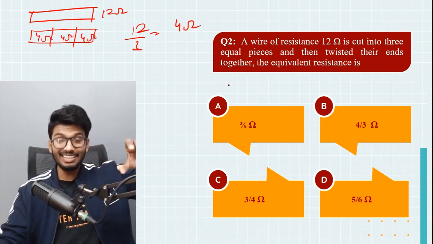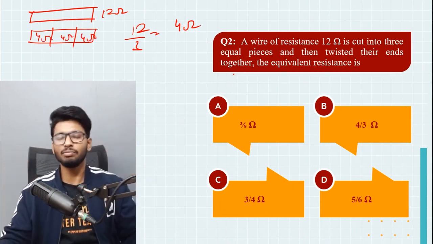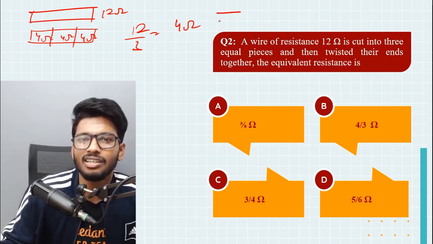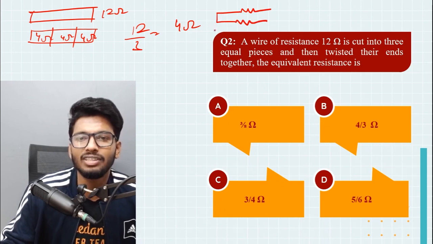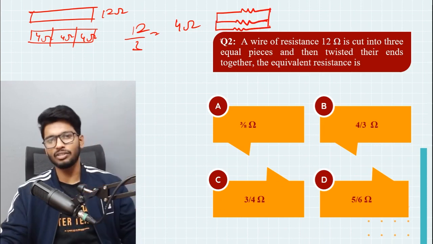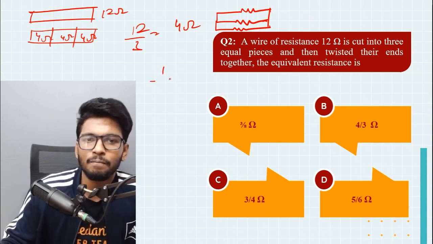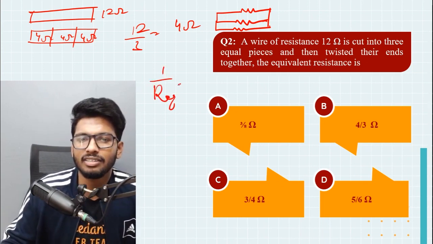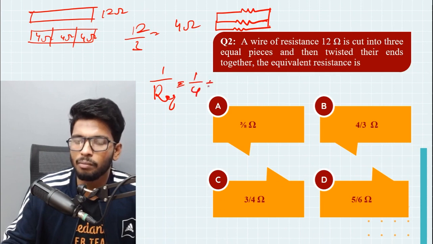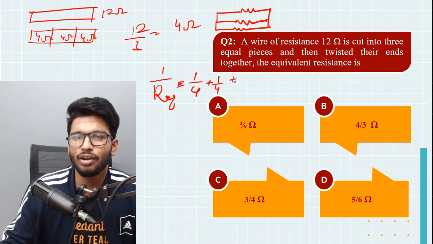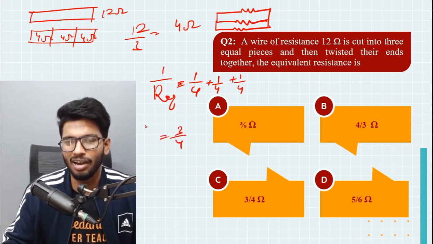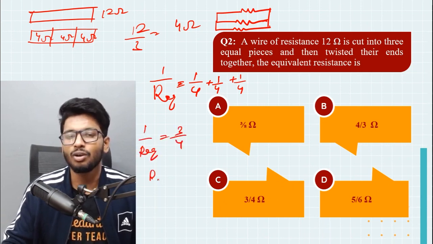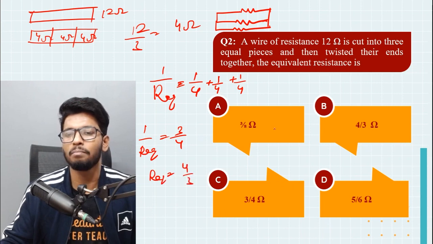Now they're telling that the ends are twisted, which means that they're all connected parallel to each other. That is what it means. They're basically connected parallel to each other because both the ends are twisted. So find the equivalent resistance here. So 1 by R equivalent is equal to 1 by R1, which is nothing but 1 by 4, 1 by R2, which is nothing but 4 again, and 1 by R3, which is again 4. So it's going to be 3 by 4, which is nothing but 1 by R equivalent. So R equivalent is equal to 4 by 3.